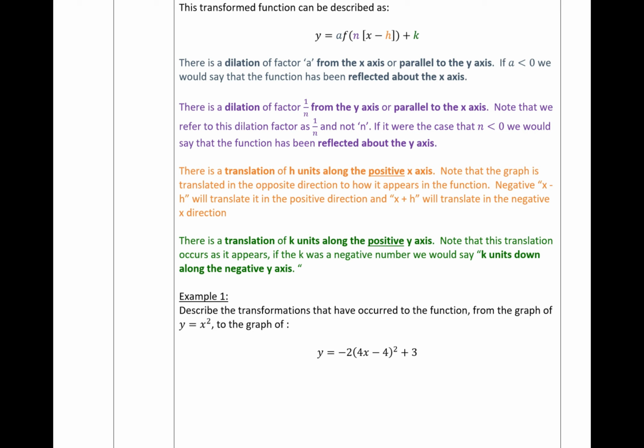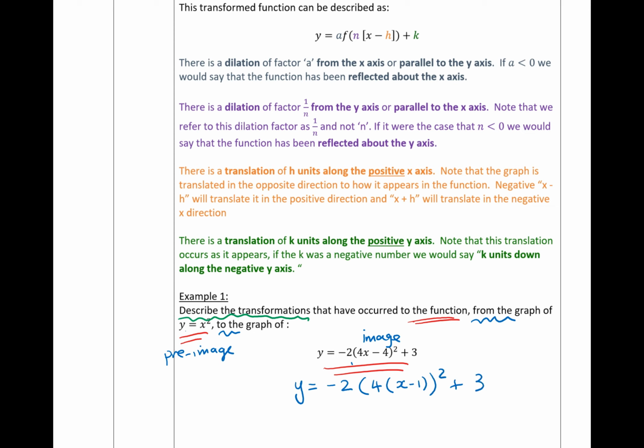We're being asked to describe the transformations that have occurred to a function, from the graph of y equals x squared to this graph. So the context here is that it came from this to that. Here is my pre-image, y equals x squared, and here is my image. Well, the first thing to do is to take this out as a common factor. I can't stress that enough. So we're going to say that y equals negative 2 outside of 4, taking it out as a common factor, x minus 1 squared plus 3.